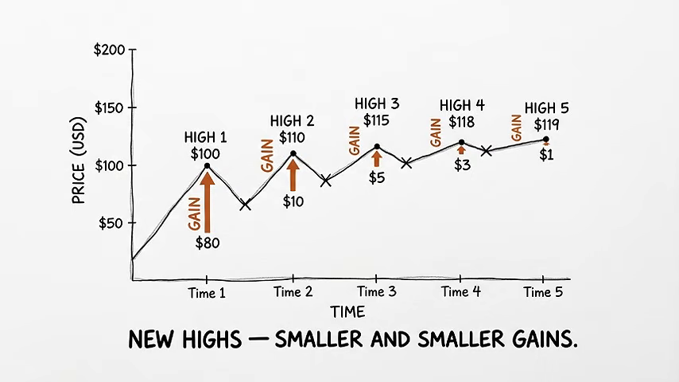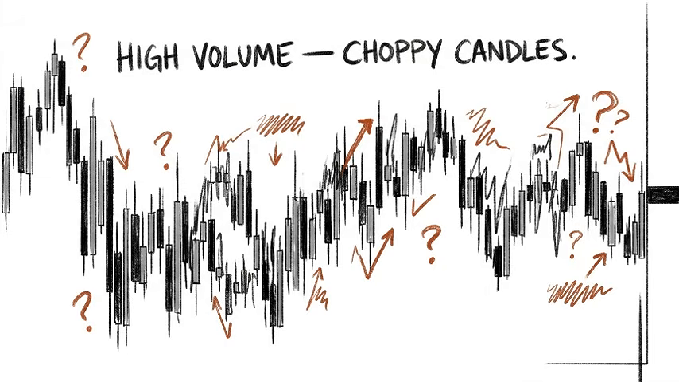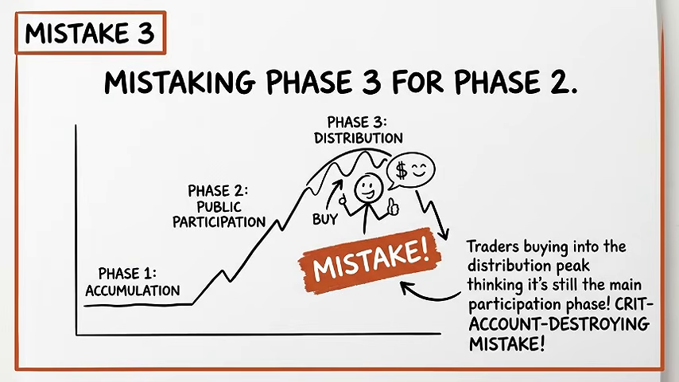Price might push to new highs during distribution, but look closely. The gains are getting smaller, volume is high, but the candles are choppy and conflicting. Something feels off even while the news says everything is fine. Mistake number 3, the one that destroys the most accounts in the most painful way. Buying aggressively during phase 3 because you mistook it for phase 2. The chart looked great, the move looked strong, and then it reversed because you were late. The rule is always ask yourself where this asset has been before deciding where it is going.